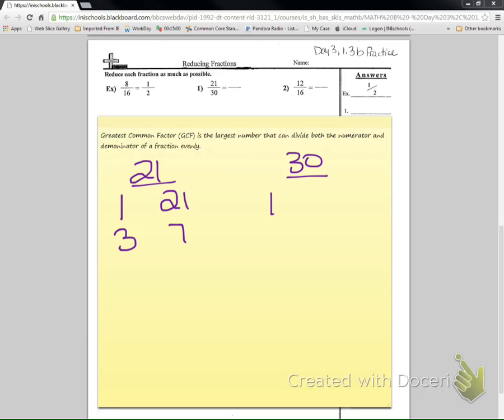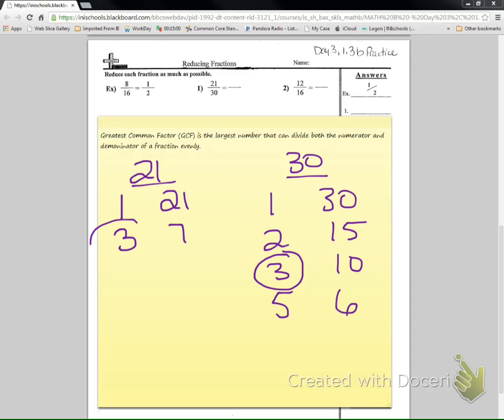Check with 30. 1 and 30. 2 and 15. 3 and 10. 4 doesn't go into 30, but 5 does. 5 and 6. And the next number after 5 is 6. So I'm done. Those are all the factors of 30. Now, what is the greatest common factor? The largest number that's in both sets. 3 and 3.